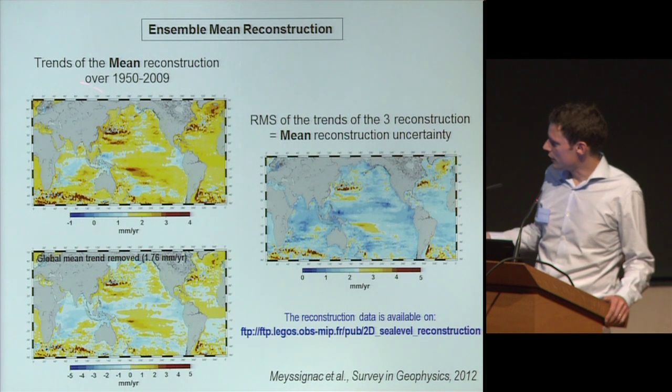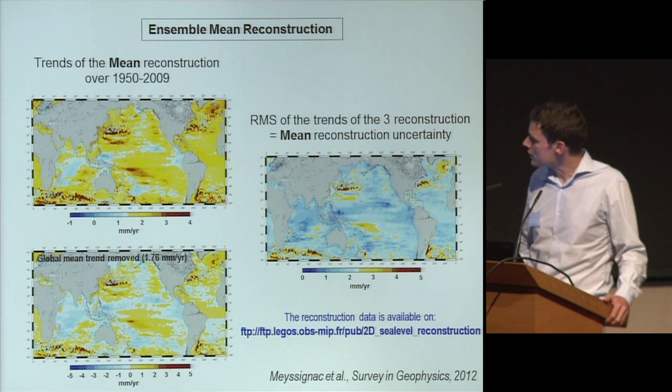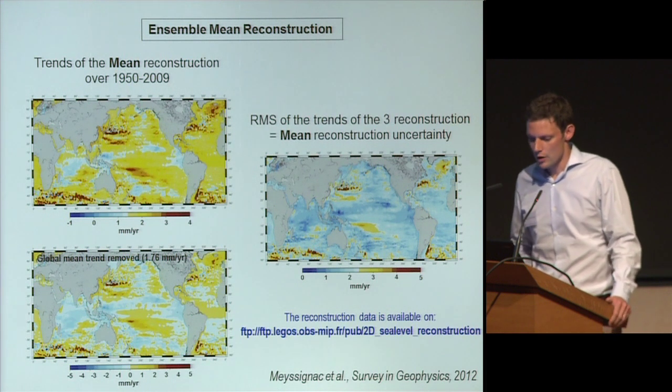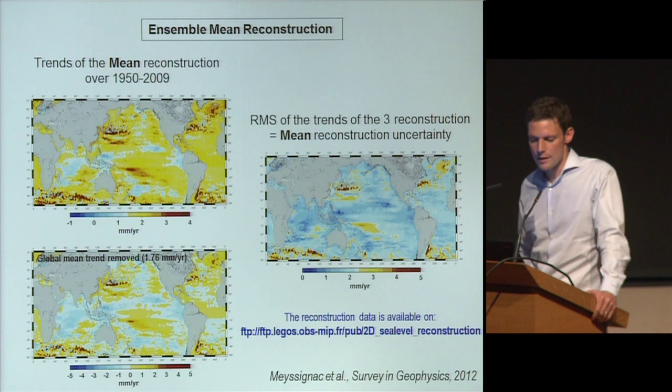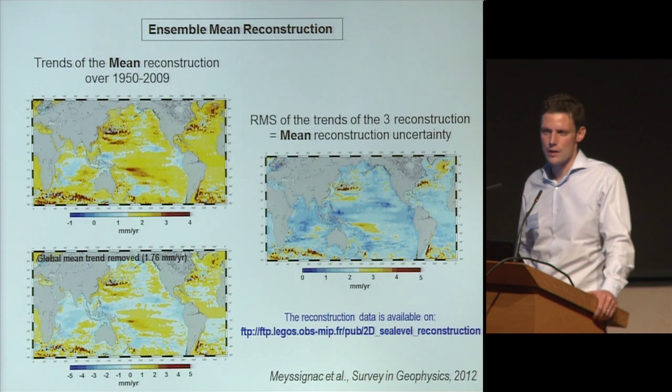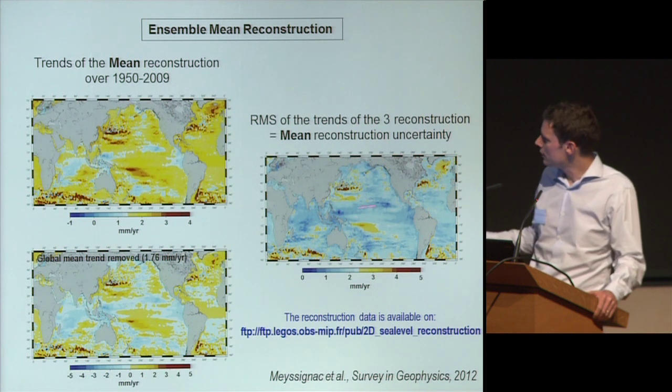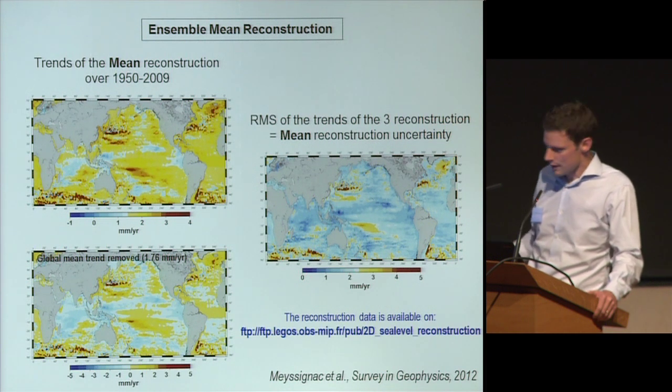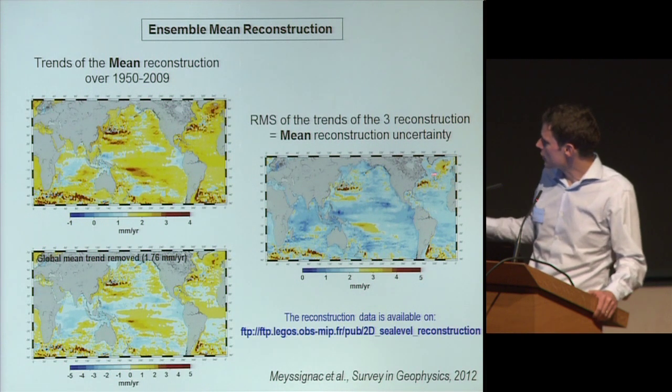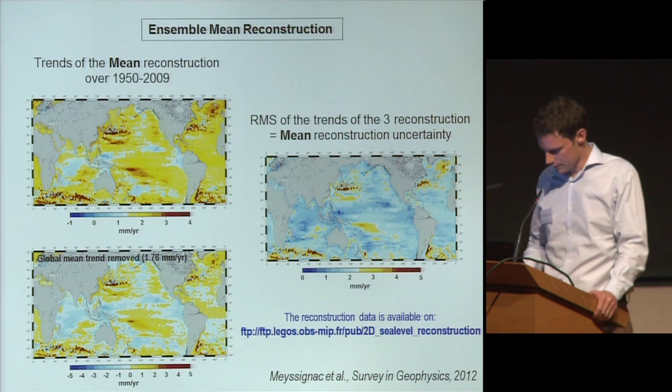I've plotted here the trend of this mean reconstruction, and here the regional variability, which is the same map as this one, but where we removed the global mean trend of 1.76 millimeters per year. Another interesting point of doing an ensemble mean reconstruction is that we can have an estimate of the uncertainty by computing the spread around the mean in the ensemble. That's what we've done here. You see that this uncertainty lies between 0 and 1.5 to 2 millimeters per year, except in the regions of high temporal variability, like the western boundary current regions.